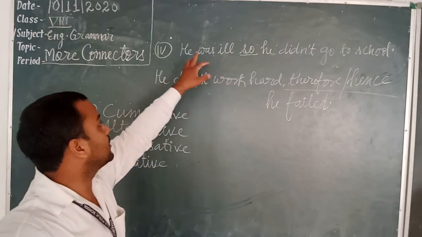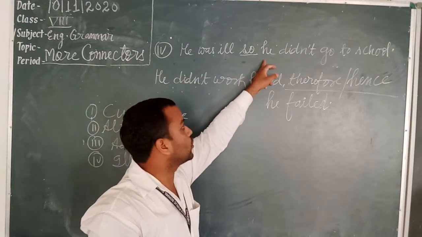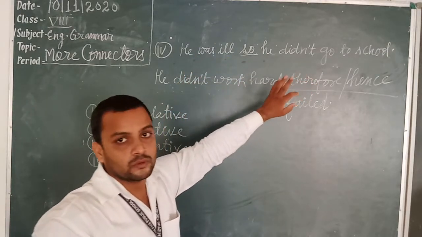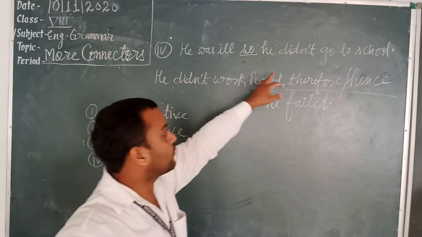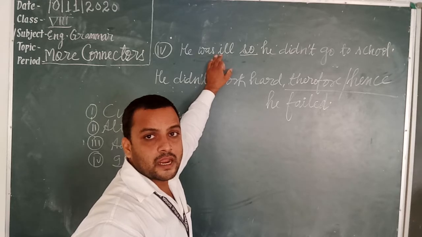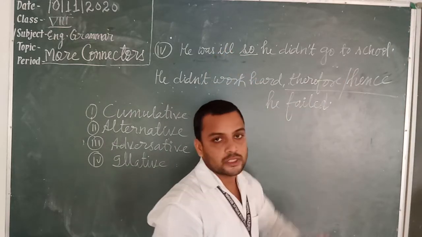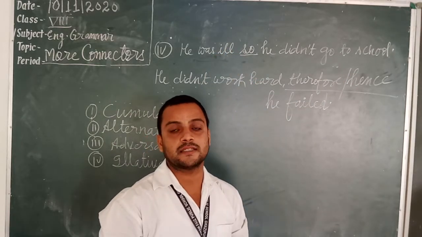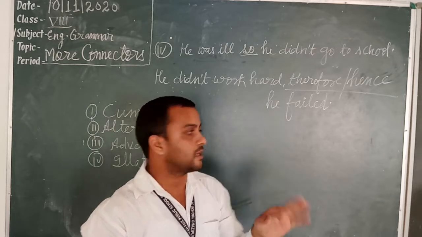Now see the example. He was ill, so he did not go to school. What was the reason for not going to school? He was ill. That was the reason, and what was the result? He did not go to school. In such sentences, we use so, hence, therefore.